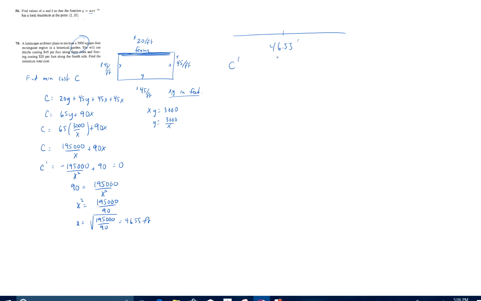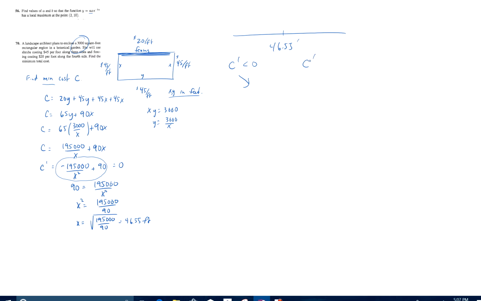So C prime, a number less than 46, like say 10, and I picked 10 because I'm looking over here going, oh look, I can divide by 10 really easily, or divide by 10 squared. So that's going to be a negative number, right? Yep, so it's negative. The problem is we want a maximum. Oh, we want minimum total cost. I was hesitating there, thinking we want a maximum.